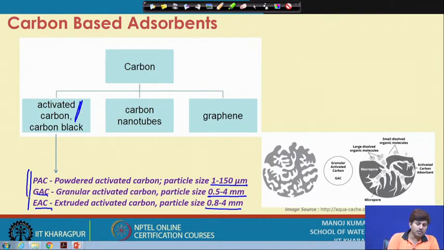Powdered activated carbon and granular activated carbon are the ones which are more commonly used. These have very fine pores, so there is a lot of surface area, and a great many micropores through which the particles can diffuse in and get adsorbed.